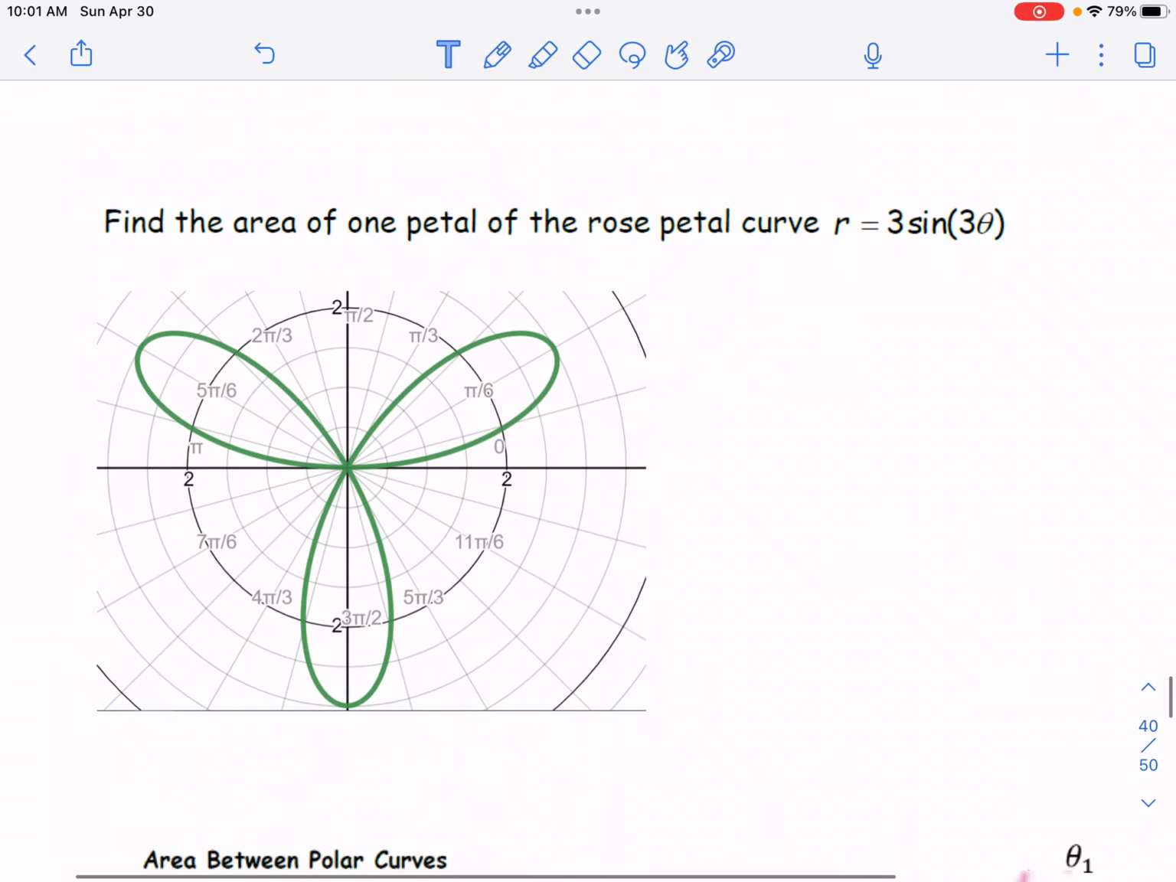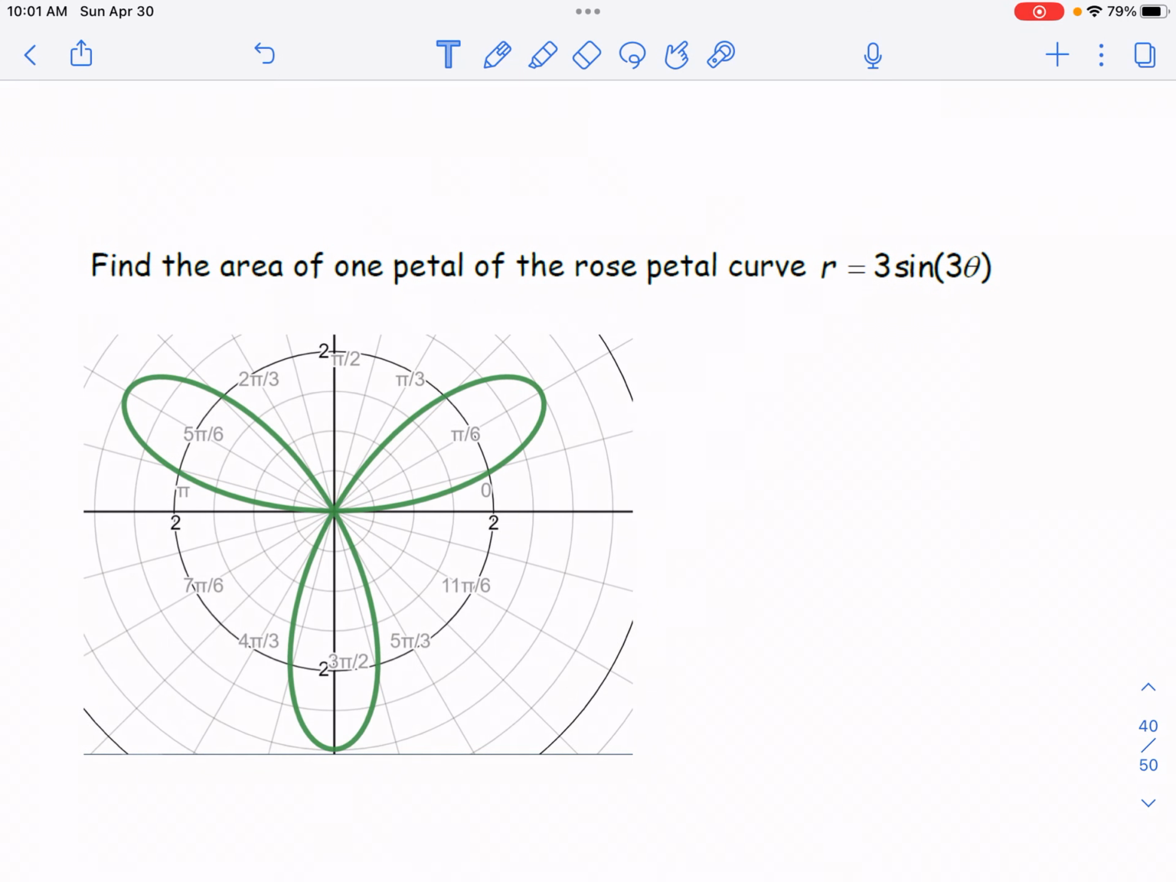So let's finish with one more with a calculator, and we'll do this rose petal graph again. We've done one in a previous video. Find the area of one petal of the rose petal curve, r equals 3 sine of 3 theta. Let's just say we wanted the area here.